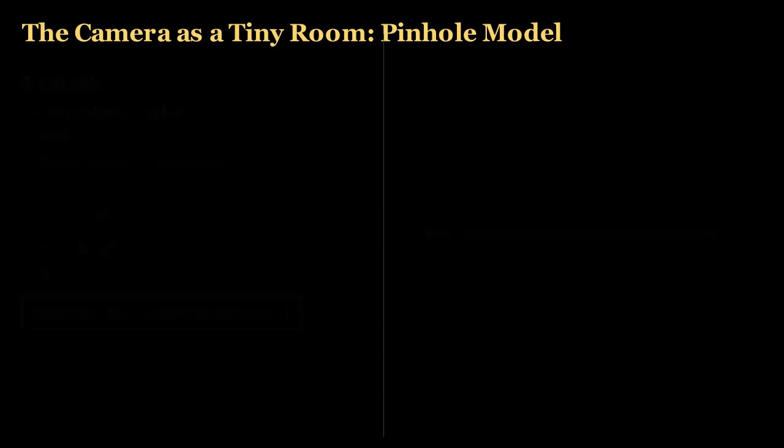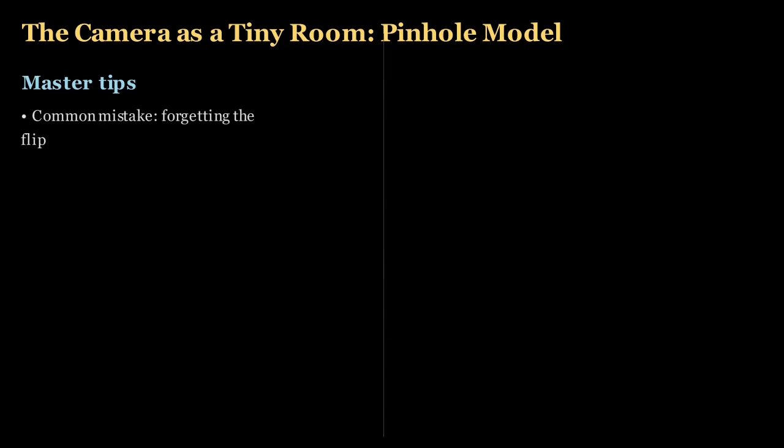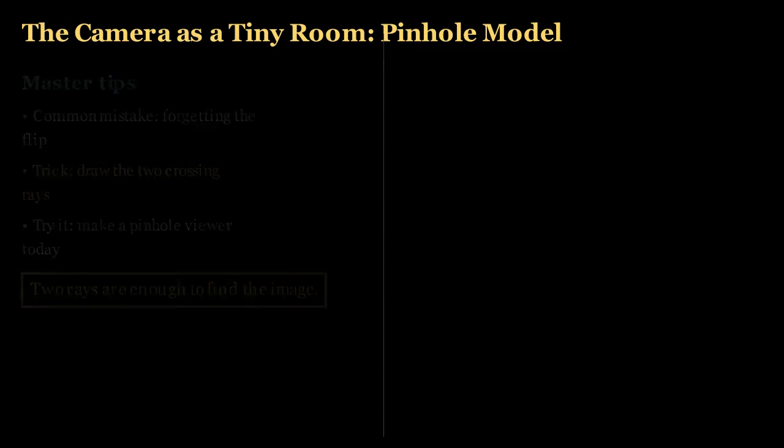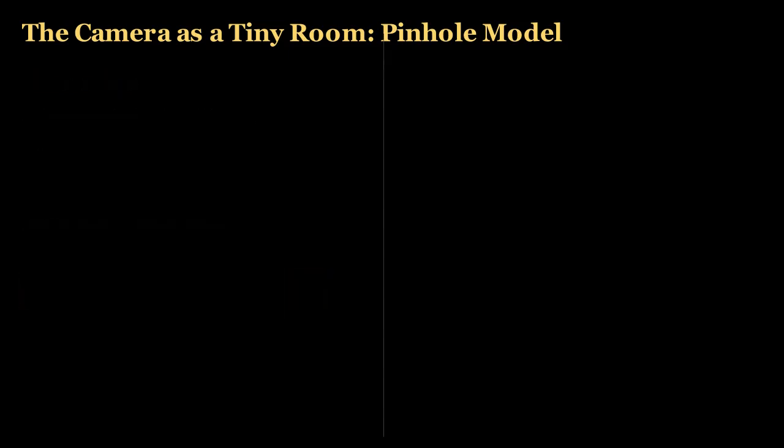The most common mistake is drawing the image right side up. Always remember the rays cross. A quick trick: sketch just 2 rays from the top and bottom of the object through the pinhole, where they land on the image plane.